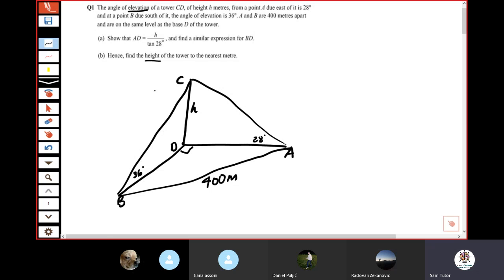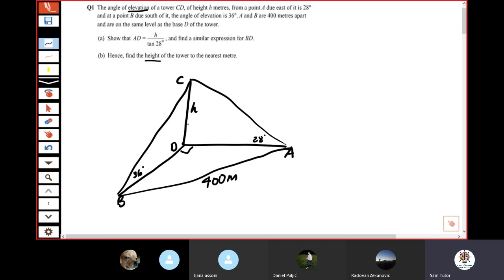I've cleared that up. Now, if part A was not given, and the question was just to find the height of the tower, you must do what we are about to do in part A. If the question ever says go find the height of the tower, you don't go, maybe I've got to do this a new way. No, the technique is to do exactly what we're about to do in part A. Part A says specifically, show that AD is equal to h on tan 28, and find a similar expression for BD.